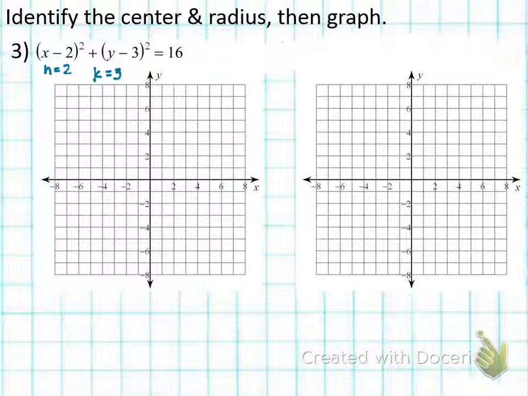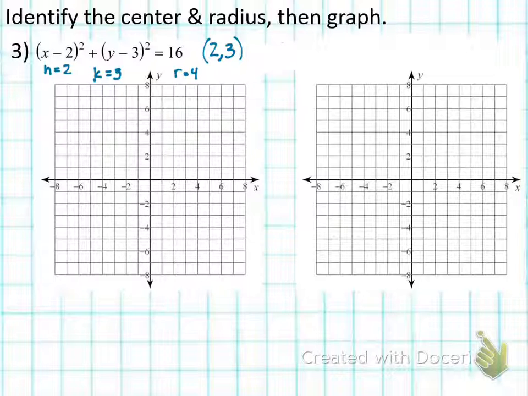Square root of 16 is 4, right? So your r is equal to 4. Good. So your center is going to be 2, 3. Okay? We're doing this together. I'm going to work this whole problem out for you. I just want to make sure you're following along. So we're all doing this one together.